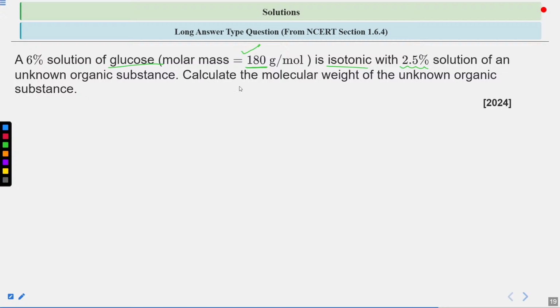Okay. Now calculate the molecular weight of the unknown organic substance. First of all, we have no clue what it will be. It is unknown. Okay, so molecular weight determination will be the task. This question has been in the CBSE examination in 2024. So you have some time, think about it, try to solve it, and then we will see its correct solution and its correct answer.